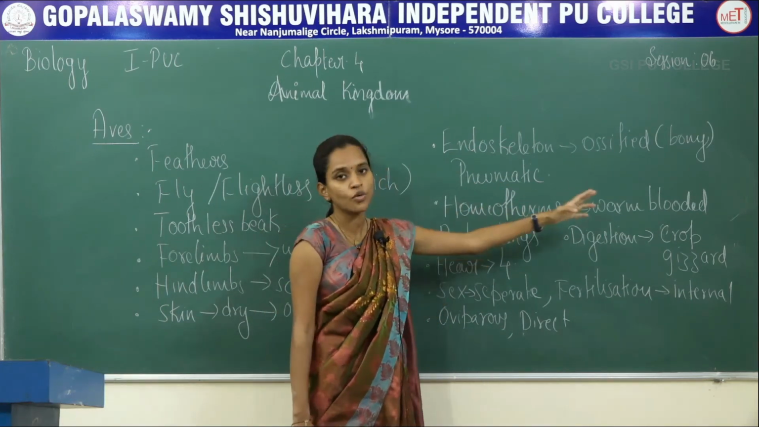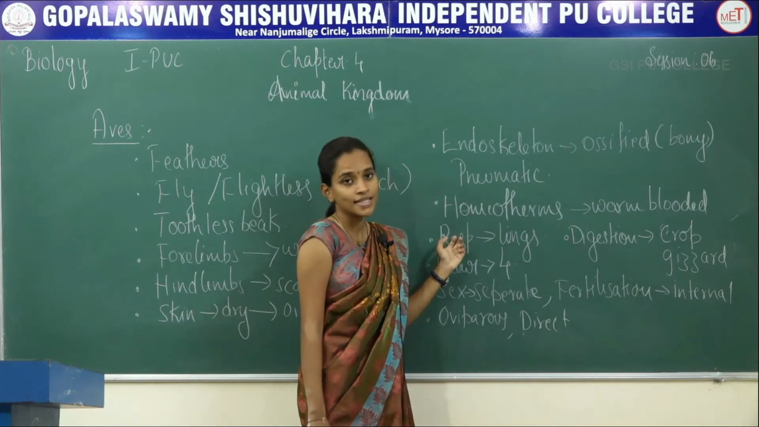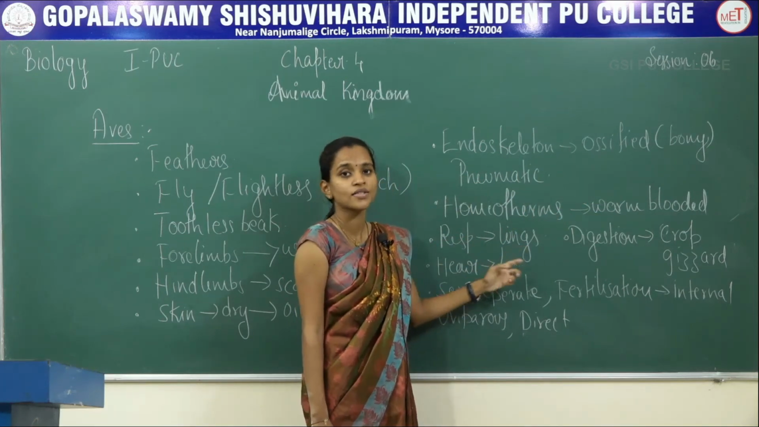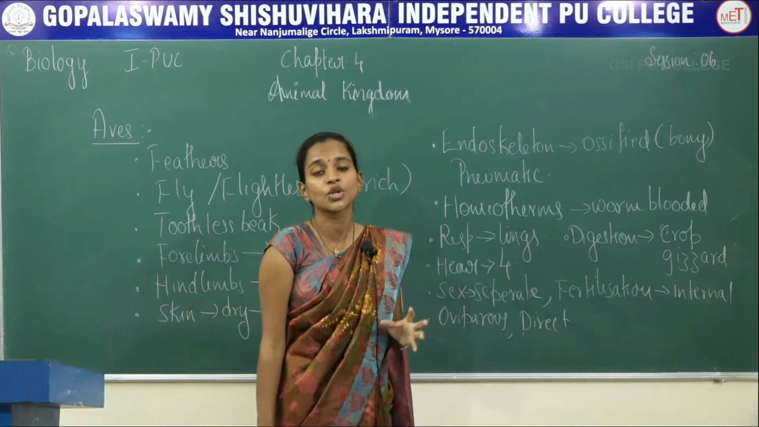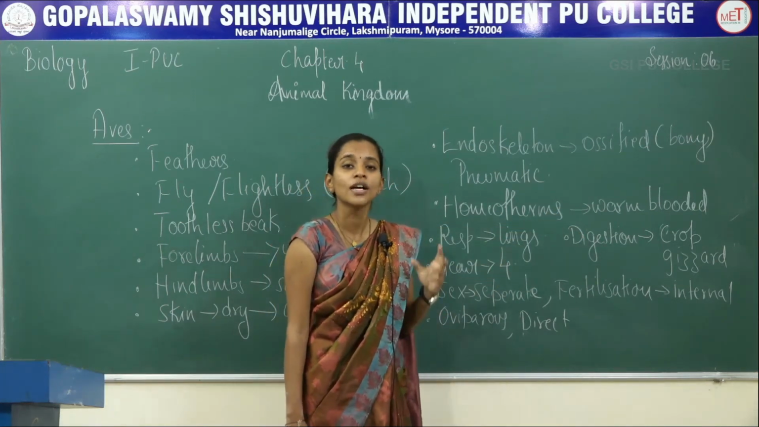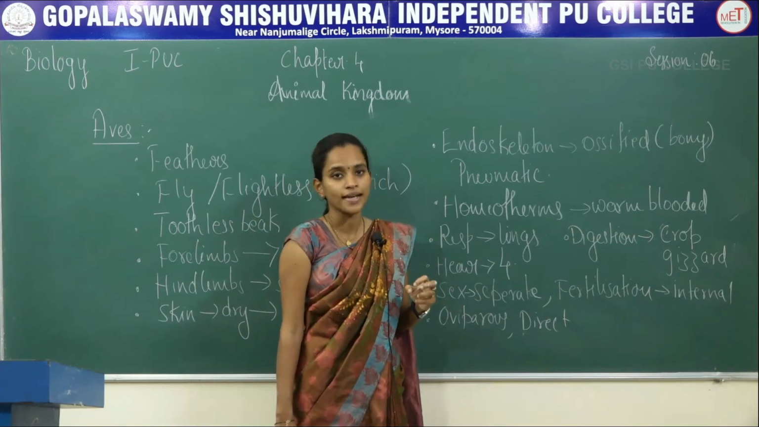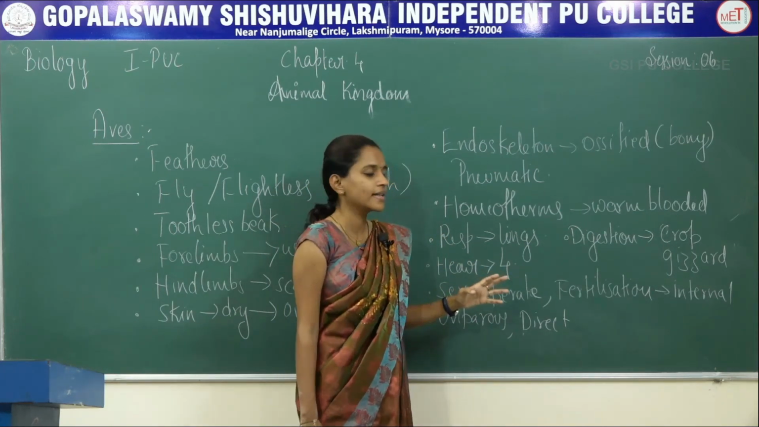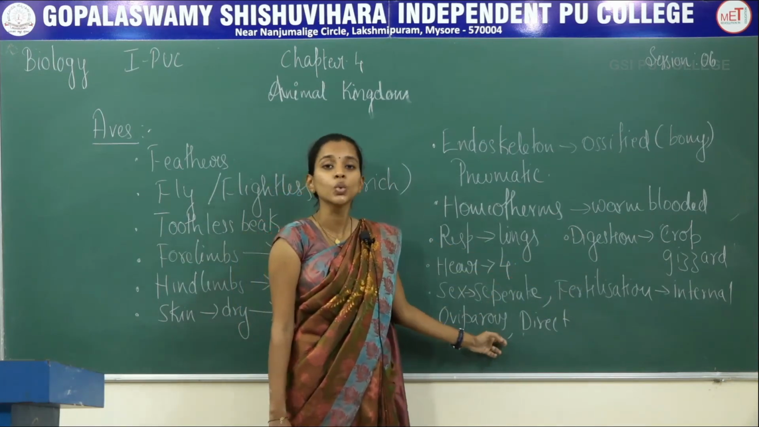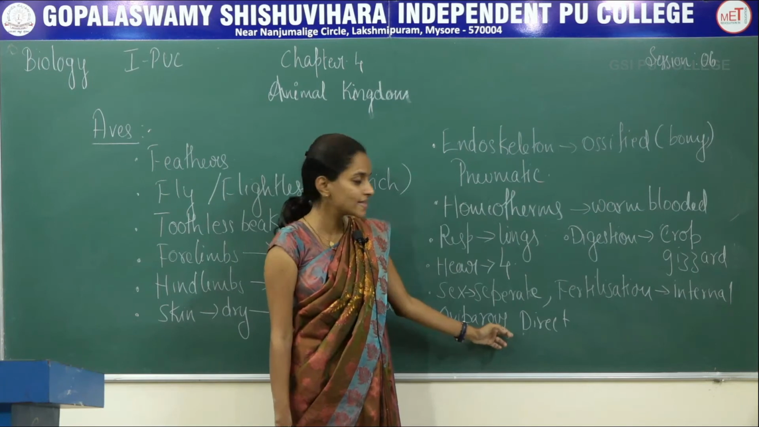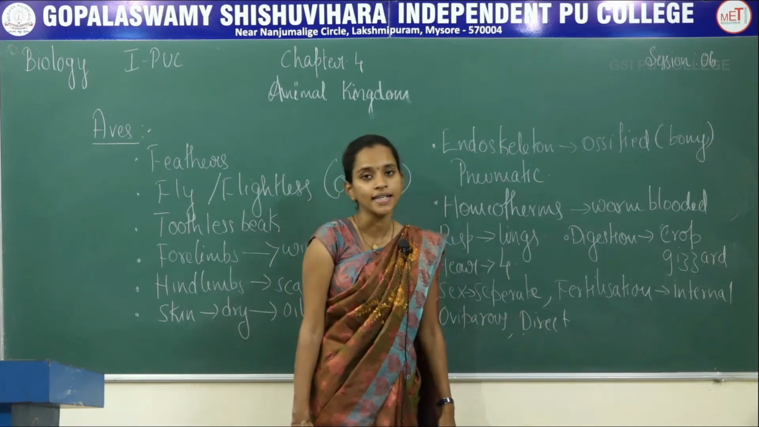They are homeotherms or warm-blooded organisms. Their respiration takes place through lungs. Heart is four-chambered. Digestion involves a large crop for storing food and gizzard for crushing the hard substances they consume. Sexes are separate here. Fertilization is internal. Birth of young ones will be through oviparity, that is through eggs, and their development is direct in nature.